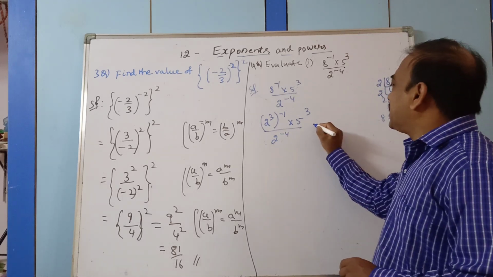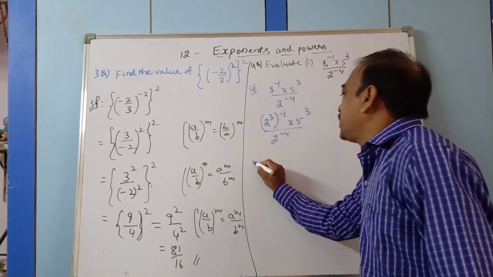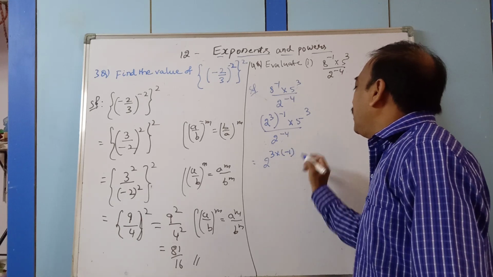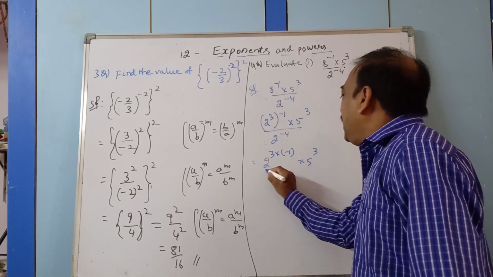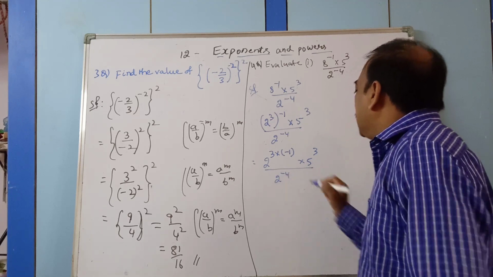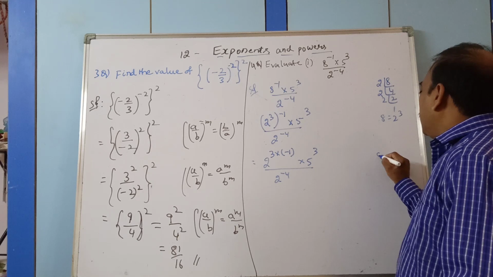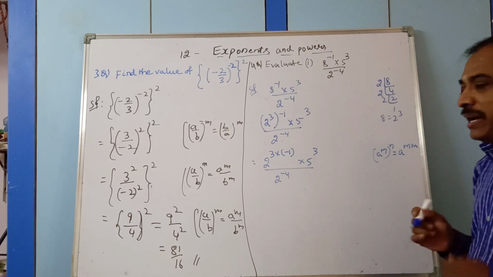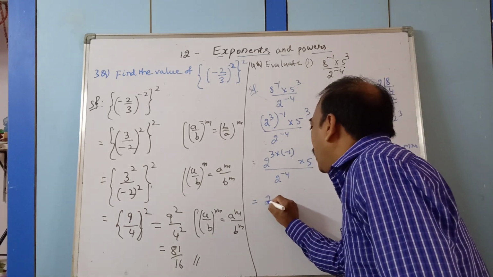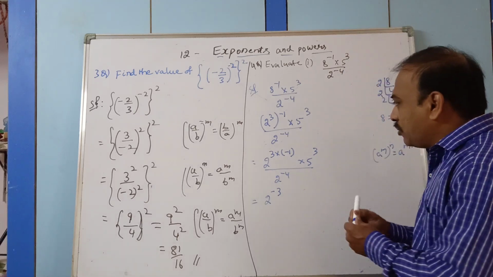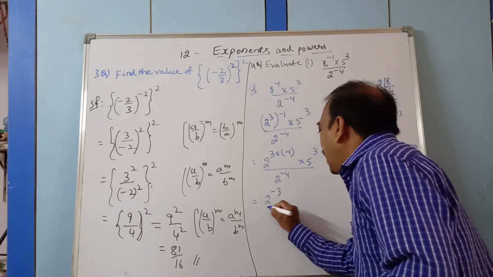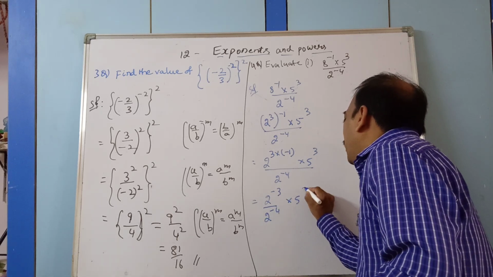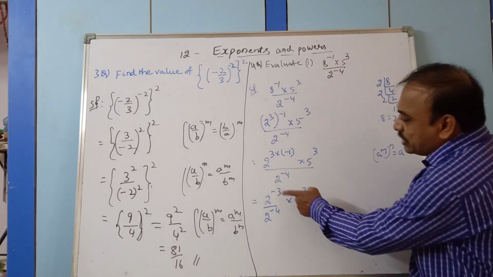Now to simplify this step, (a power m) whole power n, we use a to the power m into n. So 3 into minus 1, into 5 to the power 3 by 2 to the power minus 4. You observe which step I used: (a to the power m) whole to the power n is equal to a to the power m into n. Now that can be written as 2 to the power minus 3, 3 into minus 1 is minus 3, by 2 to the power minus 4 into 5 to the power 3. Observe it: I separated because these two bases are the same.